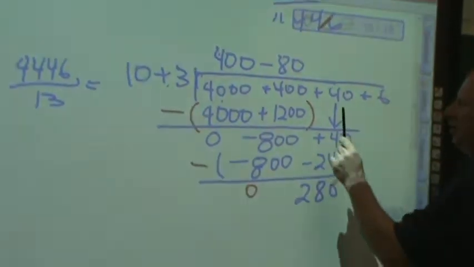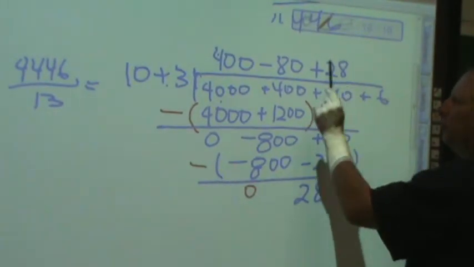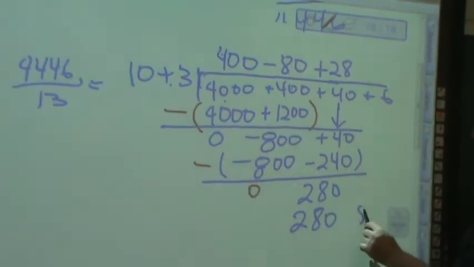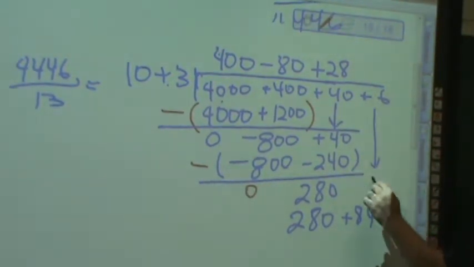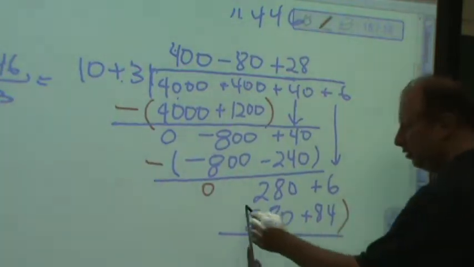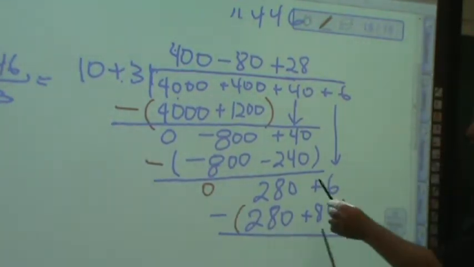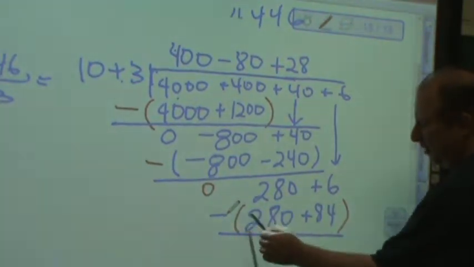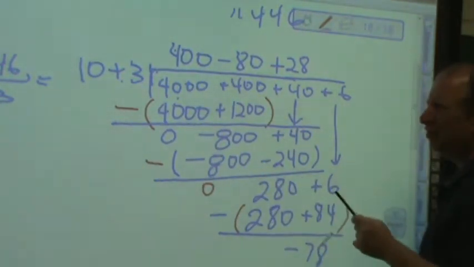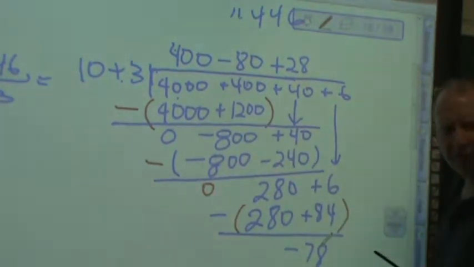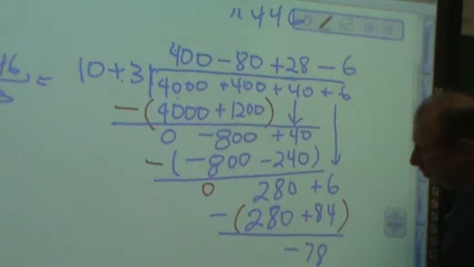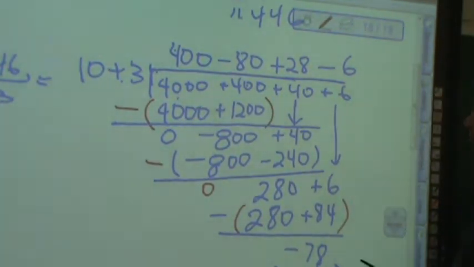Again, 10 goes into 280, 28 times. 28 times 10 is 280. 28 times 3 is 84. Don't forget to bring down the 6. Again, we're going to subtract. 280 minus 280 is 0. 6 minus 84 is negative 78. We're not going to look at 10 into 78, but 13 into 78, because we're almost finished. 13 into 78 is negative 6 times. Negative 6 times 13 is negative 78. We subtract, and then we have a remainder of 0.